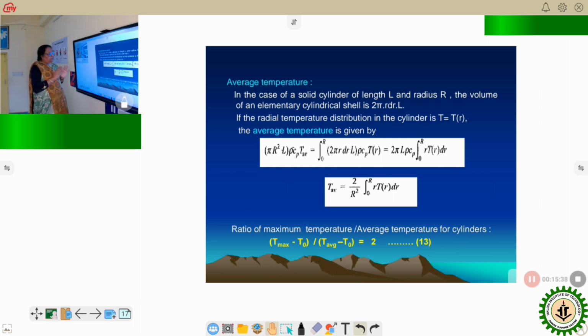If we consider the total volume of the elemental section, it is π into capital R square into L rho Cp T average, and that will be the integral from 0 to R of 2π r dr L rho Cp, where temperature is a function of the position. Using these equations we can calculate the T average. T average is equal to 2/R² integral from 0 to R of T r dr. So putting this value, we can calculate T max minus T0 divided by T average minus T0 is equal to 2. This is for the cylindrical surface.